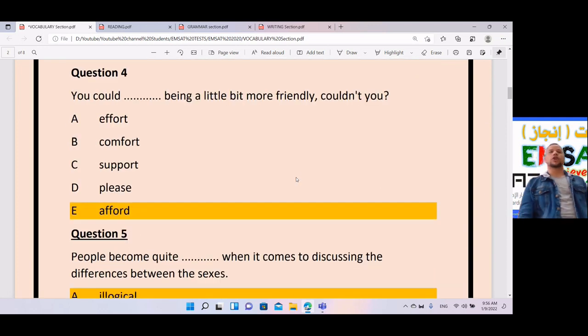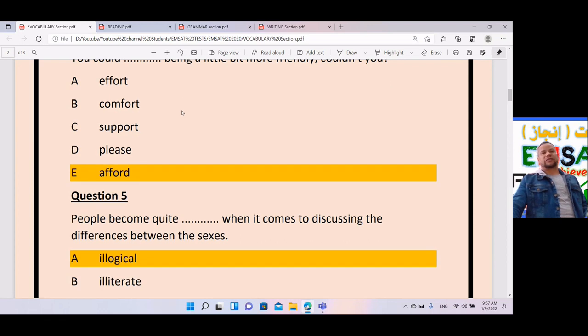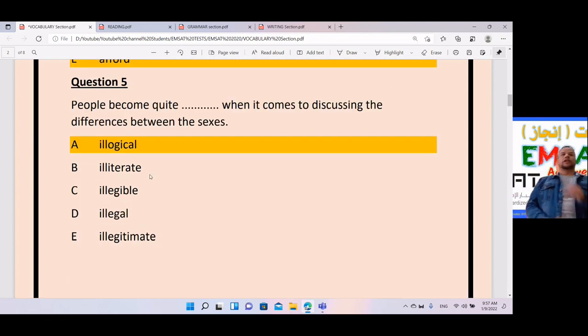That's right. Question 4, you could be a little bit more friendly, couldn't you? The verb is afford, which means give. You could give, you could introduce, you could present, a little bit more friendly, to be more friendly. So it's advice. Afford means give or present or show.